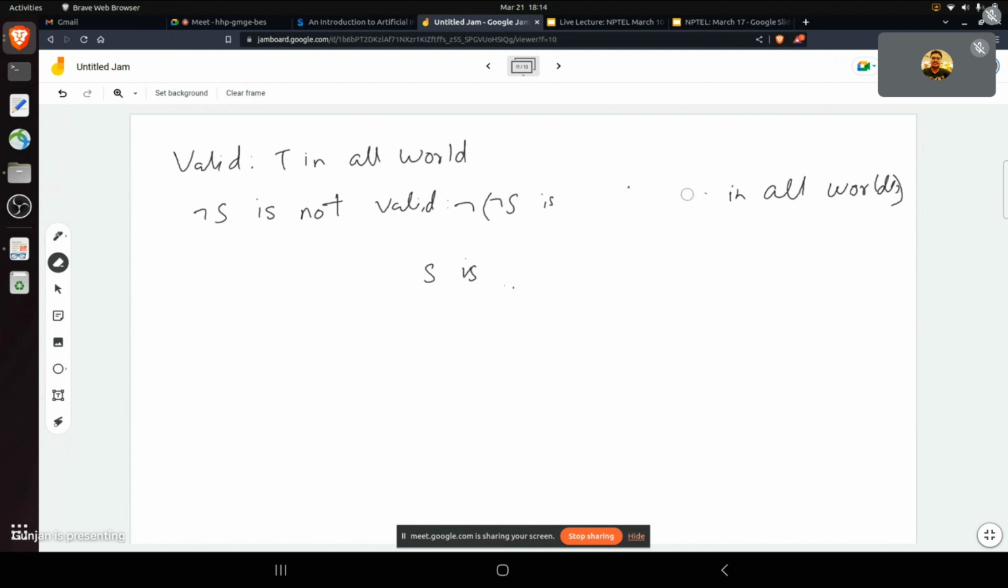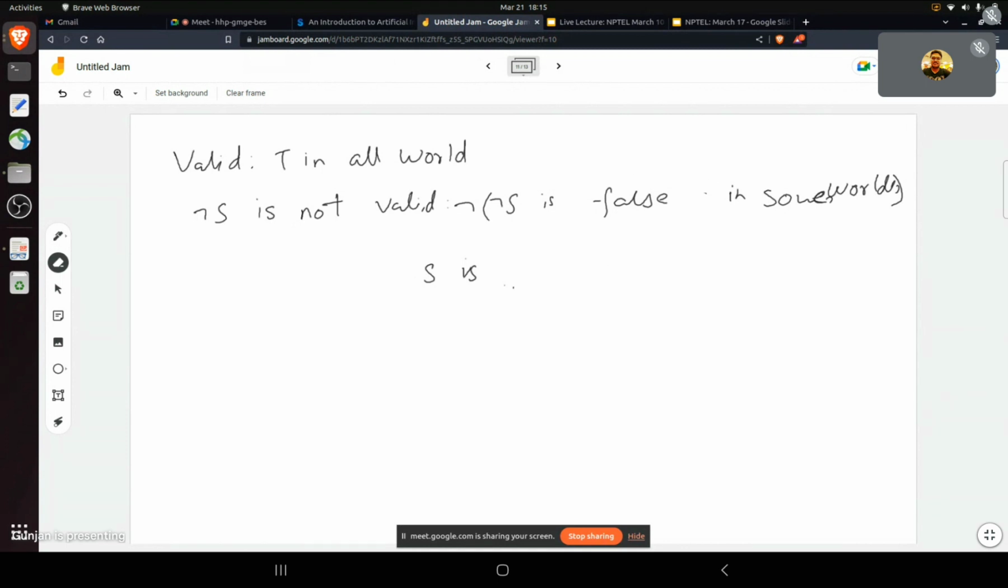Let me not write it like this. If not S is not valid, that means not S is false in some world. Okay, let me write it like this. If not S is not valid, that means not S is false in some world. But it can be that it is false in all the worlds. If we write all, it will be a much stronger statement. But for not S to be not valid, let us not say all, it may be false in some world, right?